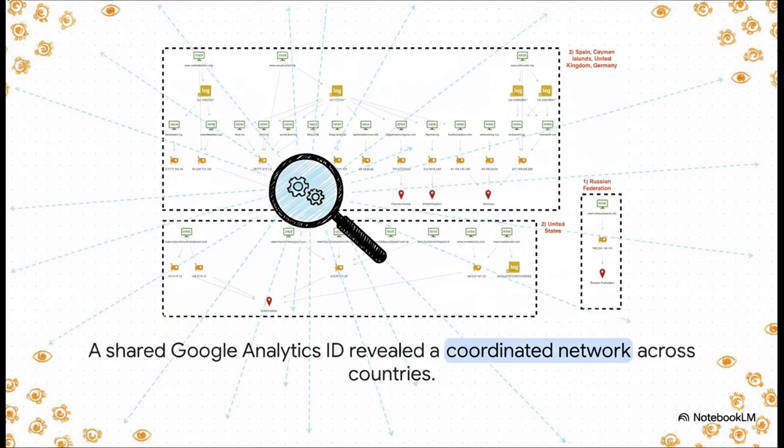But this is where the digital detective work gets really good. They started digging into the websites' code, and they found the smoking gun, a single, shared Google Analytics ID. It's just a tiny piece of tracking code, but it was the one thread that connected everything. Suddenly, what looked like a bunch of separate blogs was revealed to be this huge, coordinated international network, all run by the same people. That right there is the magic of social cyberforensics, making those invisible links totally visible.